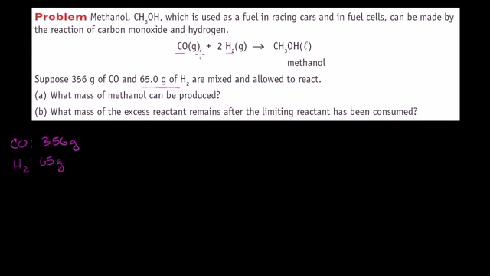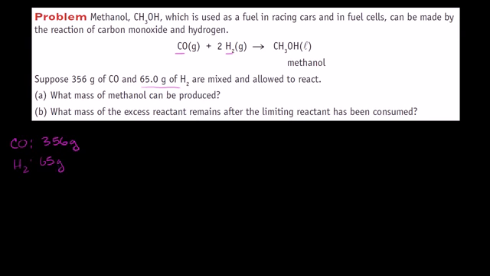They're mixed and allowed to react. And they say what mass of methanol can be produced. And then they say what mass of the excess reactant remains after the limiting reactant has been consumed. So that tells you this is a limiting reactant problem, that we have too much or too little of one of these two reactants. These are the two reactants there. The one that we have less of is the limiting reactant. That'll dictate how much of the product we can produce. And the one that we have more of is the excess reactant. But first we have to figure out which is the limiting and which is the excess.